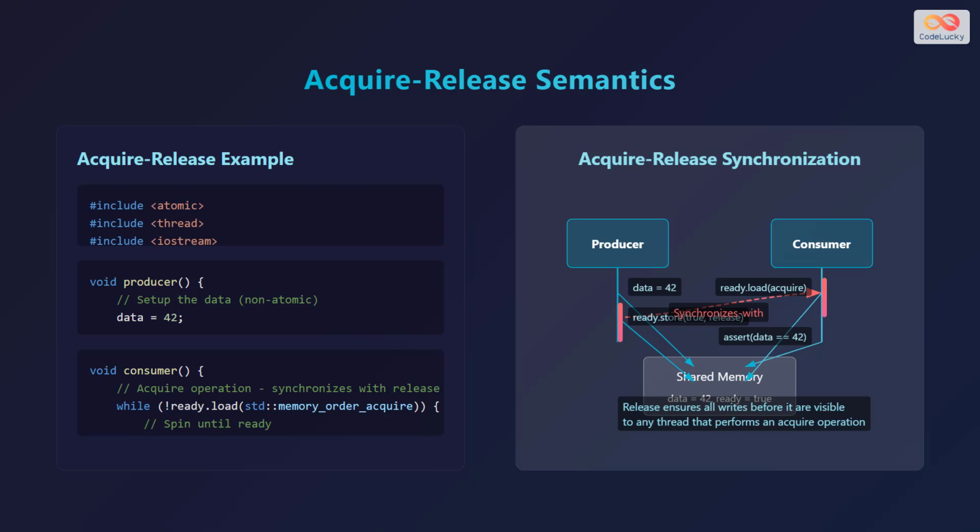On the left side we have the producer thread, and on the right side the consumer thread. In the middle, we have the shared memory containing the data and ready variables. The producer first sets data equal to 42, and then performs a release operation on the ready variable. The consumer waits for the ready variable to be set to true using an acquire operation, and then asserts that data equals 42. This assert will always succeed because the release operation ensures that all writes before it are visible to any thread that performs an acquire operation.